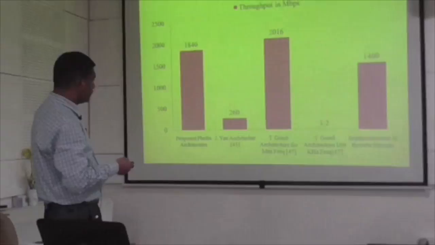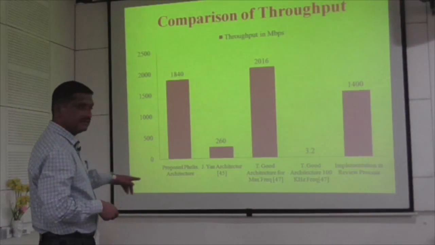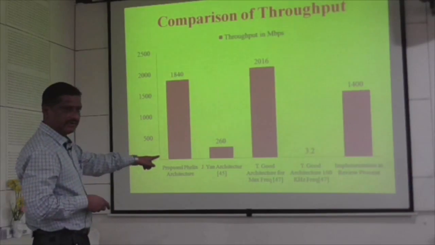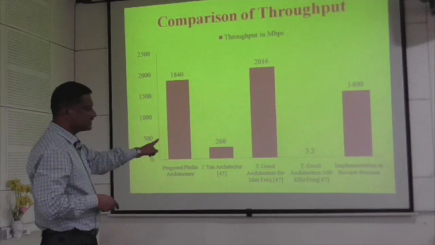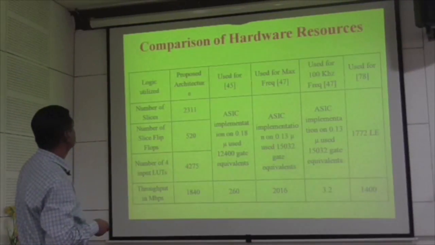Your design is what? Sorry? Our design is normal. We have not used the pipeline as well as parallel architecture. But still achieved 1840? Actually, these researchers, I will go back. When was that 1840? Sorry? Which year? Maybe it is 2009 or 10, 47. This is parallel. Oh, this is parallel. I will show that line.